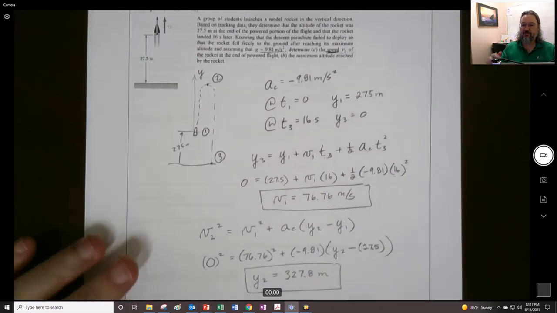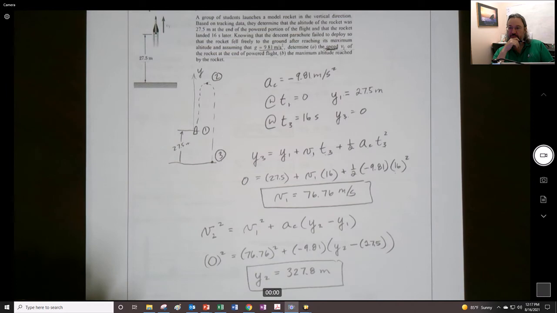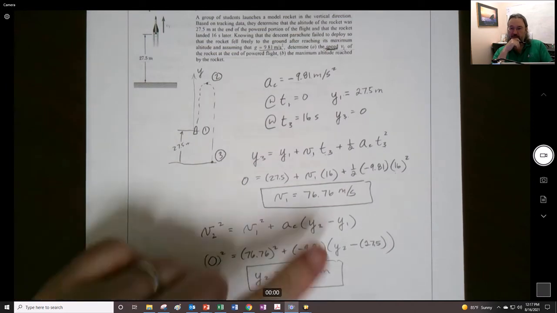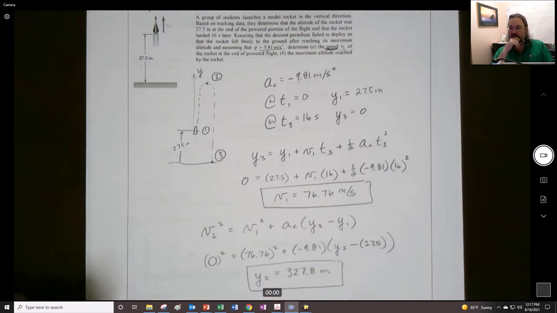Now, what can make dynamics problems hard is we might not ask you part A. And that could be very frustrating. If we just ask for the maximum altitude and we gave you all this information, you might start equation hunting and throw your hands up in the air. This is what we have to try to get over.